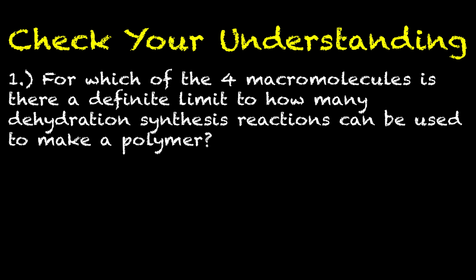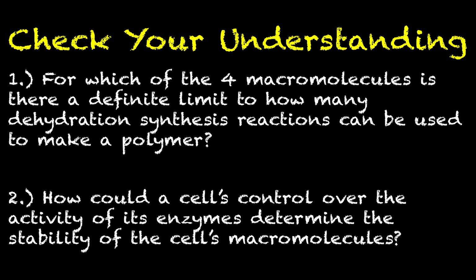And for checking your understanding, number 1, which of the 4 types of macromolecules is there a definite limit to how many dehydration synthesis reactions can be used to make a polymer? We talked a little bit about that in the table that we just looked at. And then number 2, how could a cell's control over the activity of its enzymes determine the stability of the cell's macromolecules?